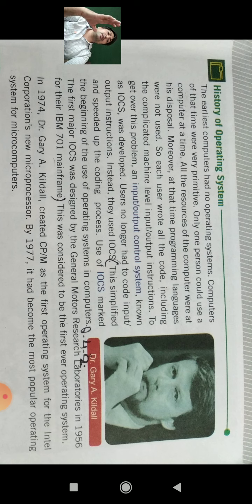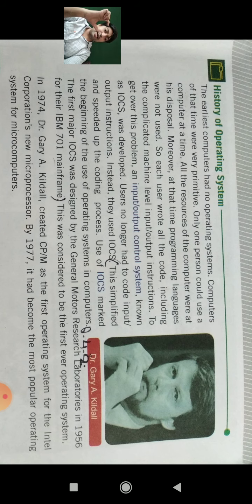The process was the main concept at that time. Right now also. The use of IOCS marked the beginning of the use of operating system in the computer. The first major IOCS was designed by the General Motors Research Laboratories in 1956. One question can be in the exam: when was the first IOCS developed and who developed it? In 1956, the first IOCS was designed by the General Motors Research Laboratories.